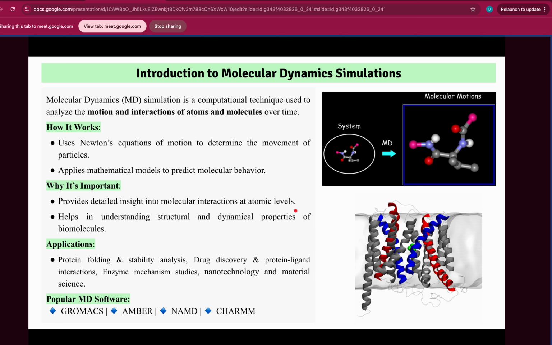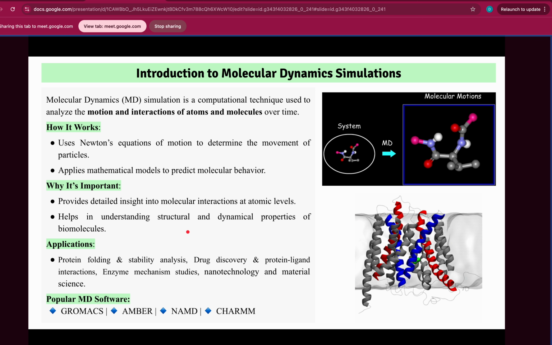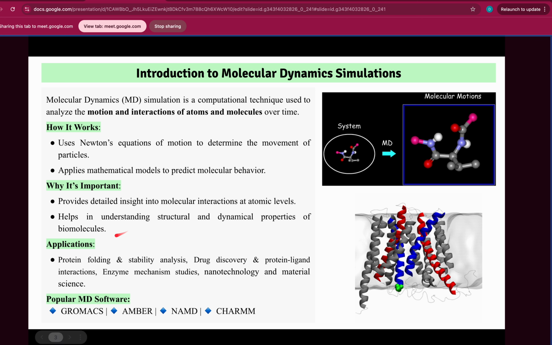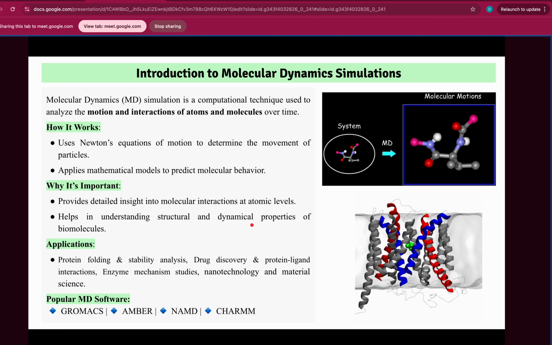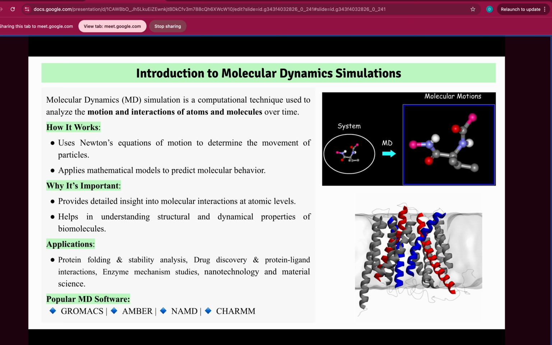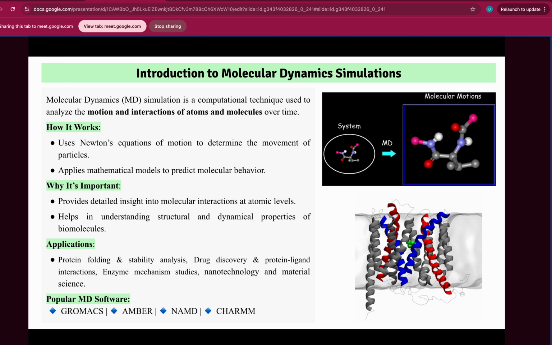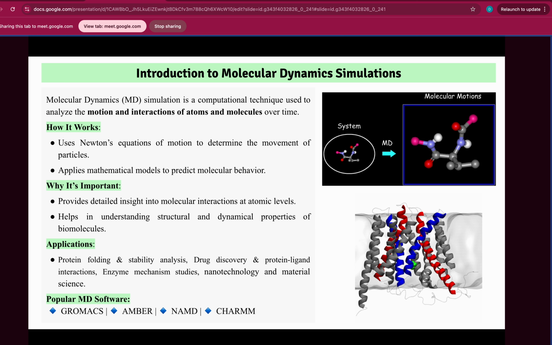We can study those interactions with the help of MD simulations, and it also helps us understand the structural and dynamic properties of biomolecules. With this we can see the structure of a protein, and dynamical means how, with time, the structural features change, whether it is getting folded or unfolded. If we study the dynamical properties of a protein, then later we can comment on its functional properties as well, for example that at a particular temperature a protein gets unfolded. In that way we can study these things using molecular dynamic simulations.